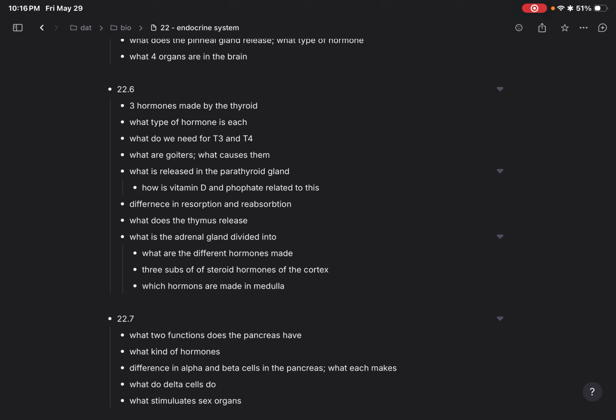Okay, so tyrosine derivative hormones. These are thyroid hormones which are able to go through the cell membrane. Then there's calcitonin, which is a peptide hormone. So now what does each one do, you might ask? There are 3 hormones: T3, and T4, which is thyroxine.